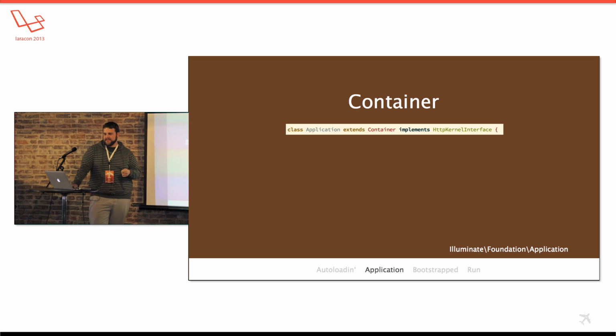I want to talk first, though, about this application object. The Illuminate Foundation Application object extends this container object. And this is one of the core pieces of the Laravel framework, is understanding this container. How many people, I promise I won't make fun of you, really have a hard time grasping the inversion of control of a container object like that? So you guys are idiots.